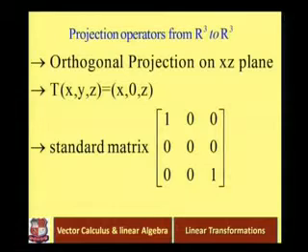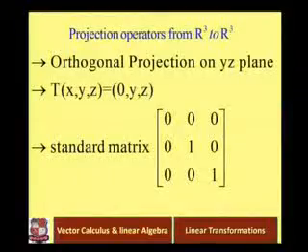Orthogonal projection on the xz plane. Same here, because the x and z coordinates are the same, only the y coordinate becomes 0. So T of (x, y, z) is equal to (x, 0, z), and the standard matrix is 1 0 0, 0 0 0, and 0 0 1. Now orthogonal projection on the yz plane. T of (x, y, z) is equal to (0, y, z). The first coordinate is 0, so the first row becomes 0 0 0. The second coordinate is y, so the coefficient in the second row is 0 1 0, and the third row becomes 0 0 1.